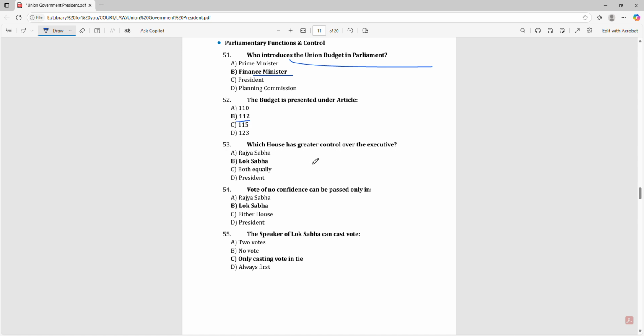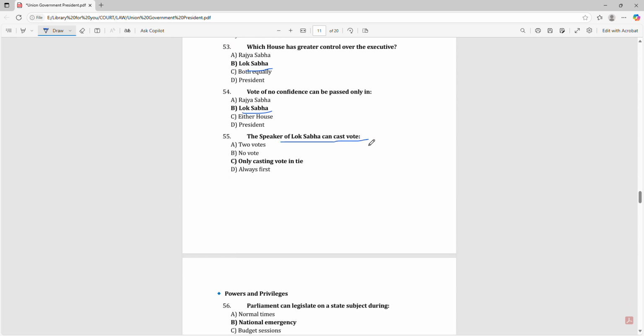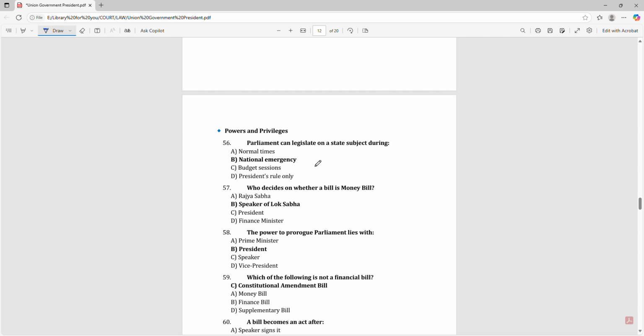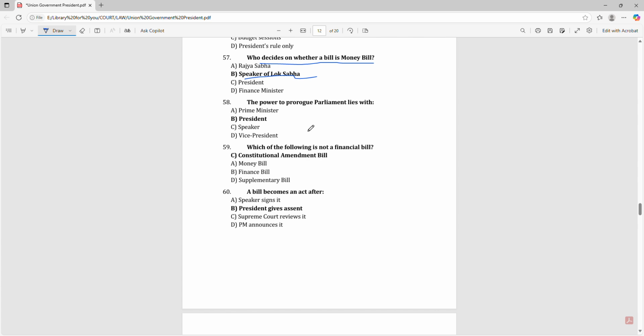Which house has greater control over the executive? Lok Sabha. A motion of no confidence can be passed only in the Lok Sabha. The Speaker of Lok Sabha can cast a vote only in case of a tie. Parliament can legislate on a state subject during national emergency. Who decides whether a bill is a money bill? Speaker of the Lok Sabha. The power to prorogue Parliament lies with the President.